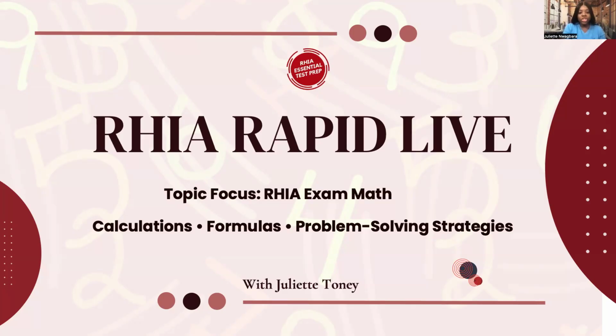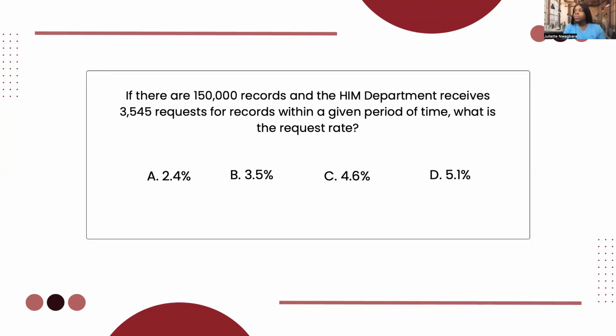So the first question that I wanted to cover with you guys is this one right here. We're going to work through this together. Go ahead and use my tools here. So here's the question. If there are 150,000 records and the HIM department receives 3,545 requests for records within a given period of time, what is the request rate?